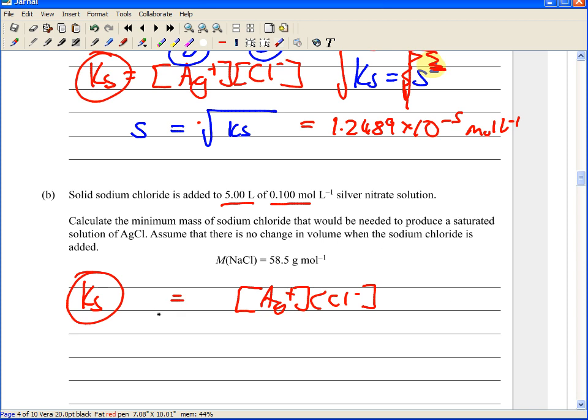But this time here we're actually adding extra stuff, so we're not talking about the Ks anymore, we are talking about the ionic product. Now, another 15 minutes has whirred by. We're going to pause it right here and come back to this question shortly.